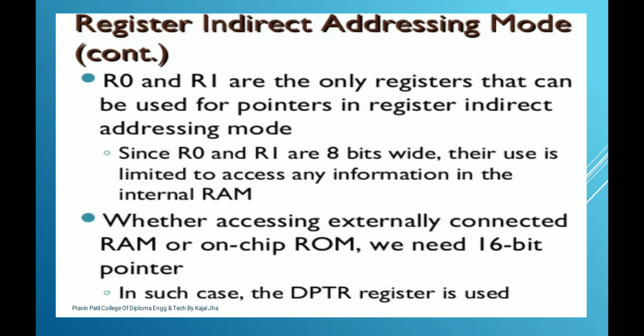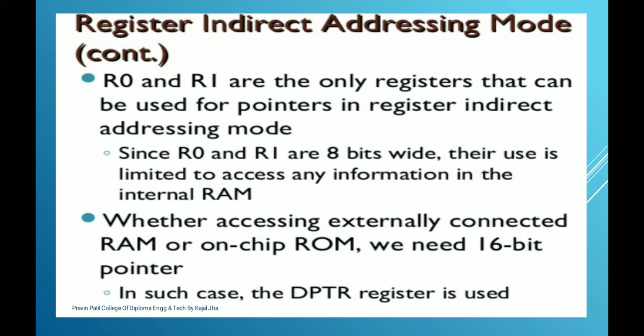Next, register indirect addressing mode. R0 and R1 are the only registers that can be used as pointers in register indirect addressing mode. Since R0 and R1 are 8-bit wide, their use is limited to accessing information in the internal RAM. Whether accessing externally connected RAM or on-chip ROM, we need a 16-bit pointer. So in such a case we use the DPTR register.